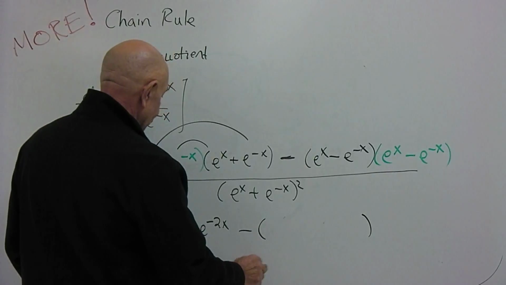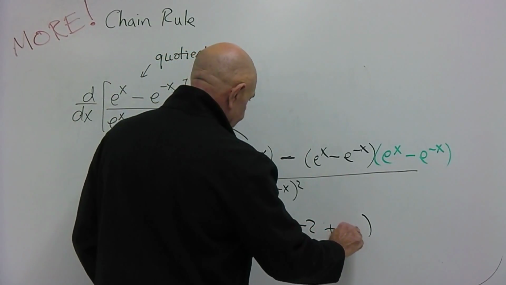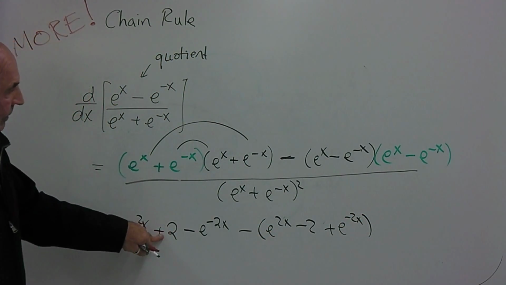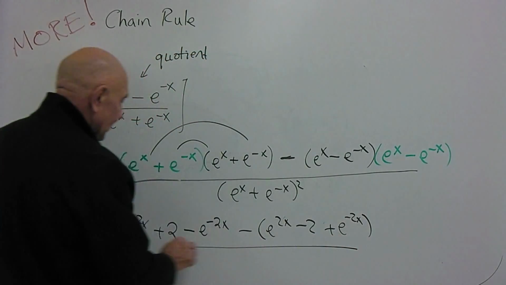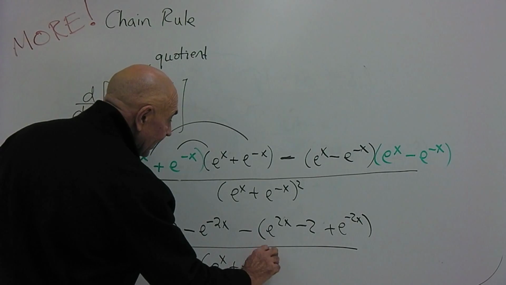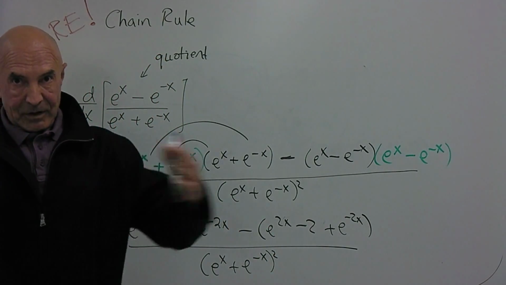Almost the same thing, except you get e to the 2x minus 2 plus e to the negative 2x. The difference is in the middle term. Plus 2 here, minus 2 there. And the bottom goes along for the ride. That is already simplified. Don't multiply that out. Simplifying means make it smaller, not bigger.